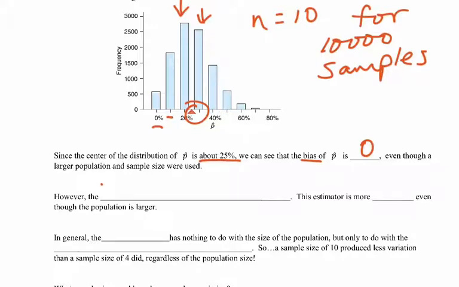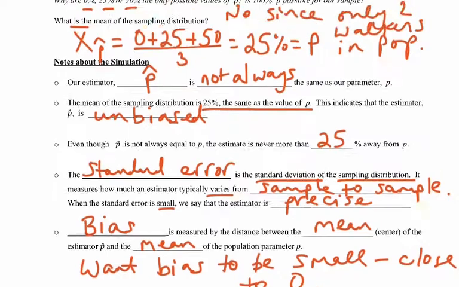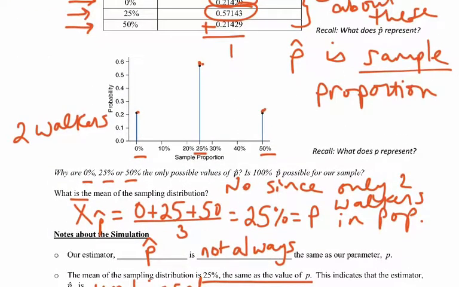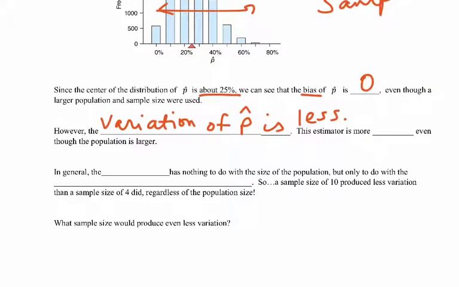However, the variation of p hat is less than it was in our previous sample. How do I know? Look at the bars in my graph. They're closer together than they were in the previous graph. Let me show you real quick what the previous one looked like. Back here, we only had 3 options and they were pretty spaced out. Do you see what I'm talking about? Visually speaking, there's less variation in my graph this time from left to right than there was in the previous graph. So that means there's less variation in my sampling distribution.